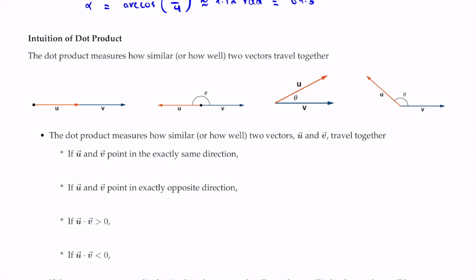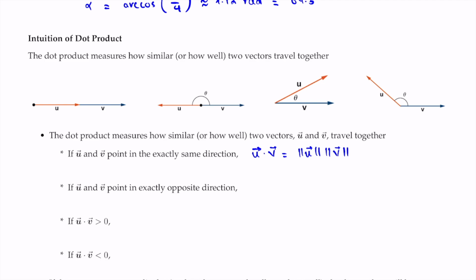If u and v point in exactly the same direction, then the angle between the two vectors is 0. Therefore, the dot product u dot v is equal to the magnitude of u times the magnitude of v, because theta equals 0, implying that cosine of 0 is equal to 1. Therefore, the dot product is equal to the product of the magnitude of u and the magnitude of v.